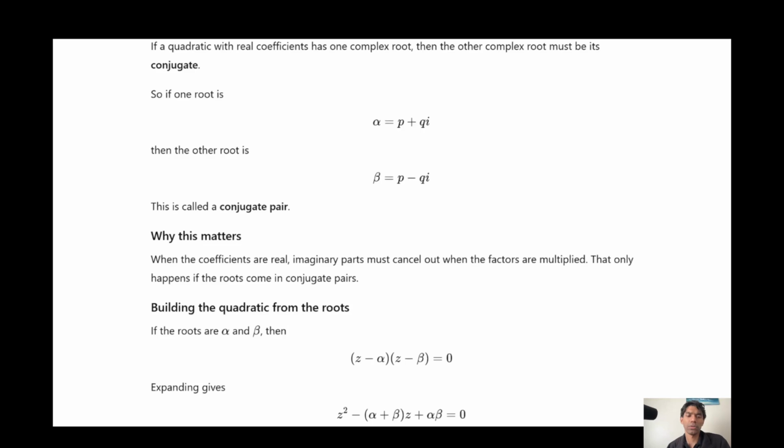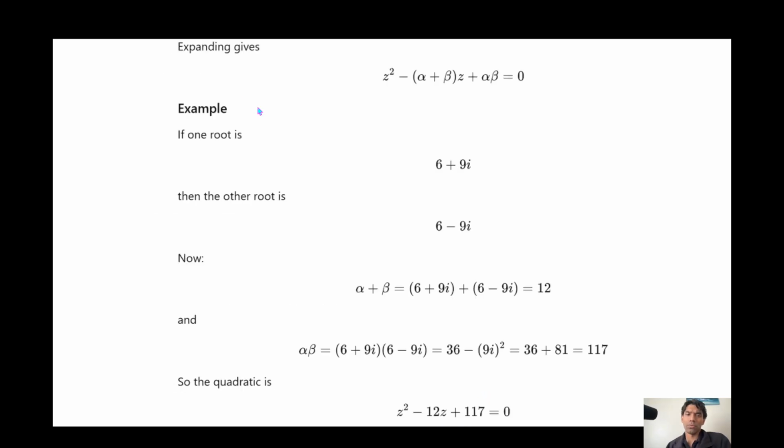Building the quadratic from the roots. If the roots are alpha and beta, then z minus alpha multiplied by z minus beta is equal to 0. Expanding this gives us z squared minus alpha plus beta multiplied by z plus alpha multiplied by beta is equal to 0. And here is one example where we do this.